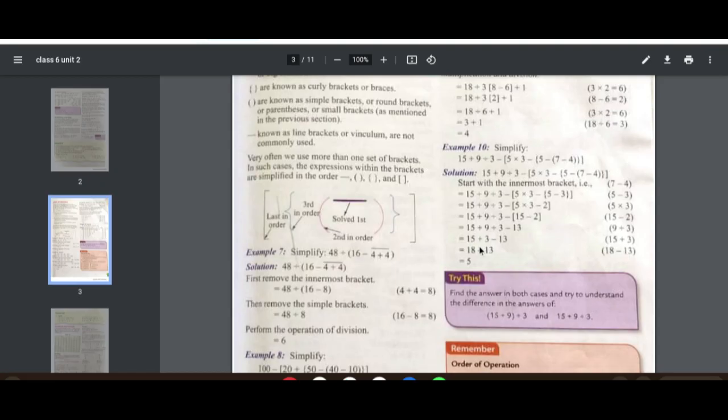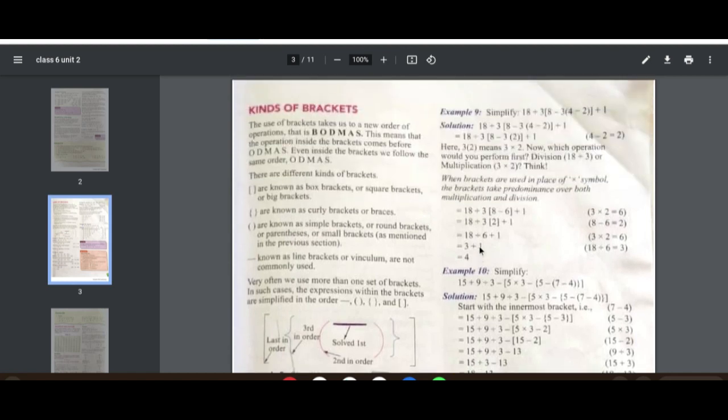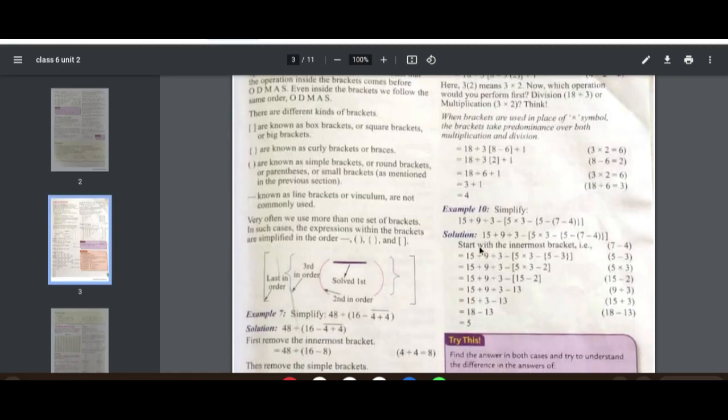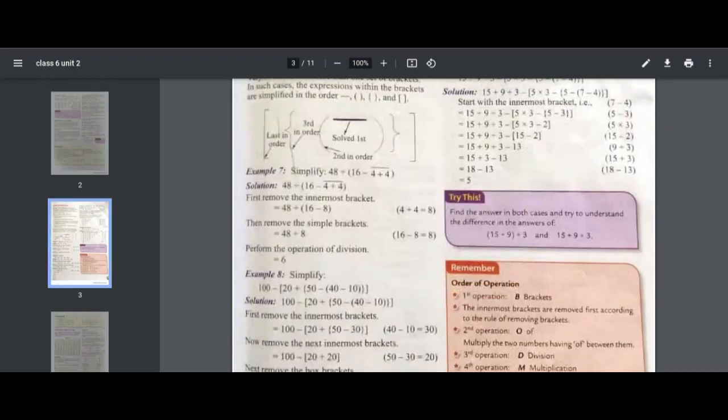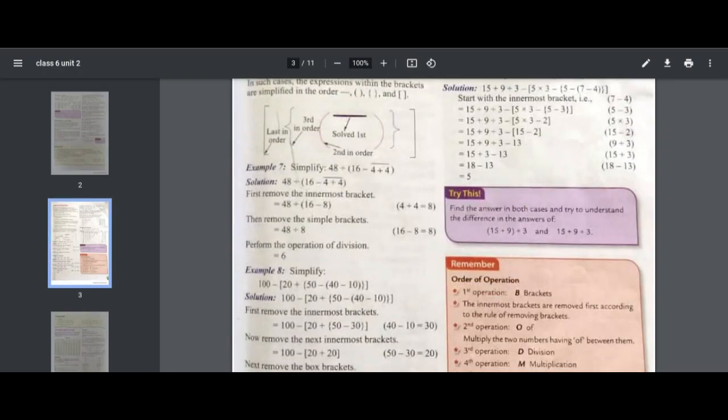Now you have to open your textbook, your rough register, and mention the topic, kinds of brackets. You have to write the rule to solve brackets, BODMAS, and you have to draw this thing that shows the first, second, third and fourth order. Example number 8: we have three brackets collectively, first one, second one and third one. An expression just looks like this.